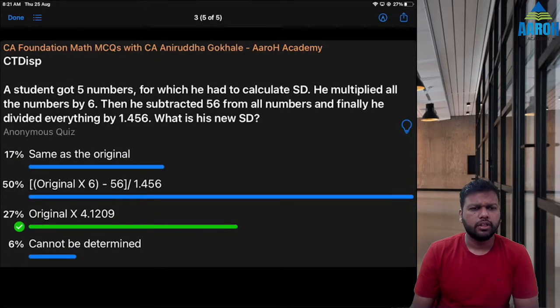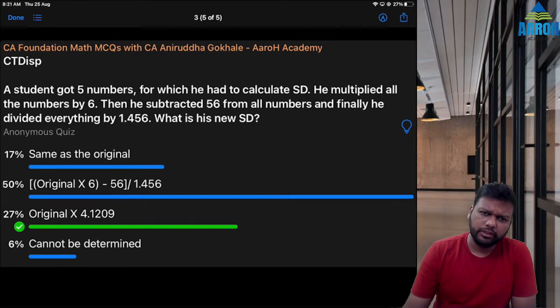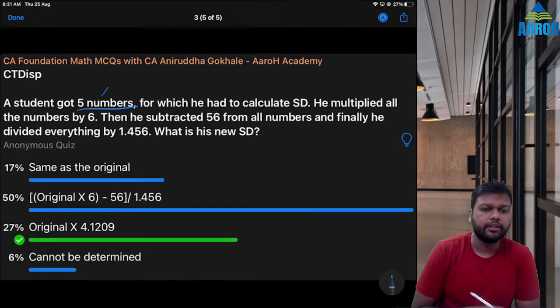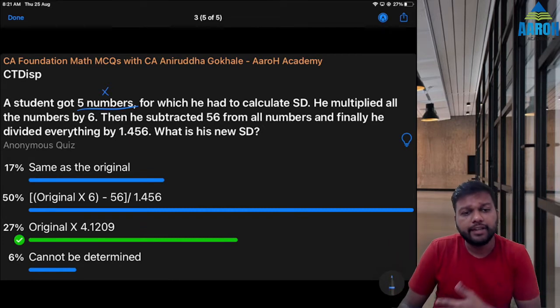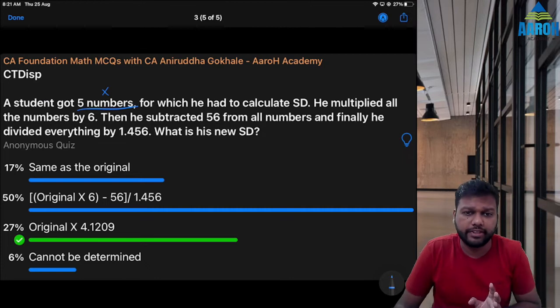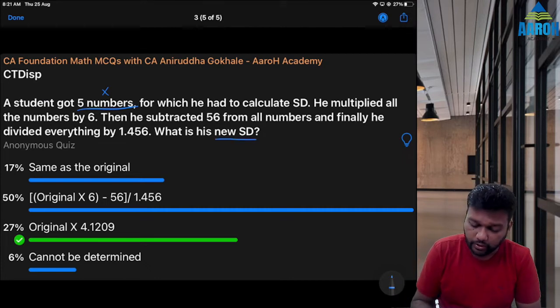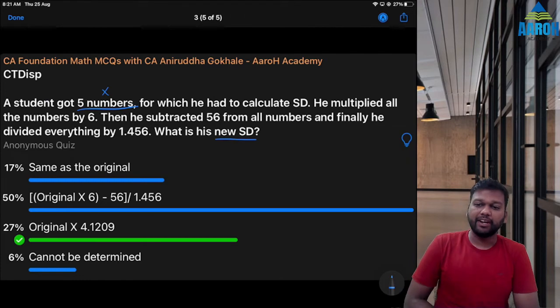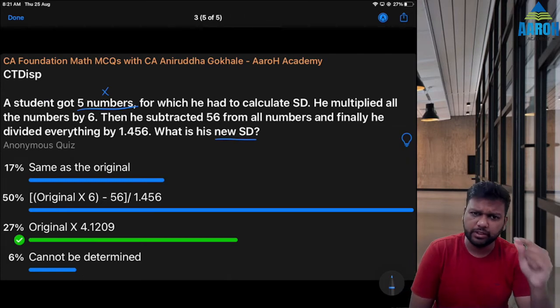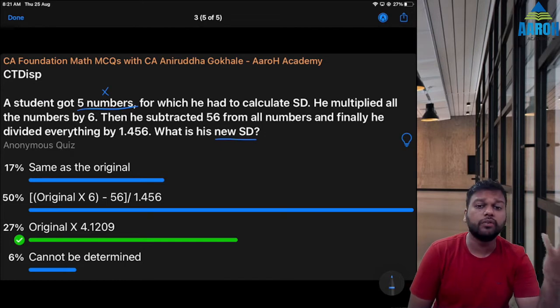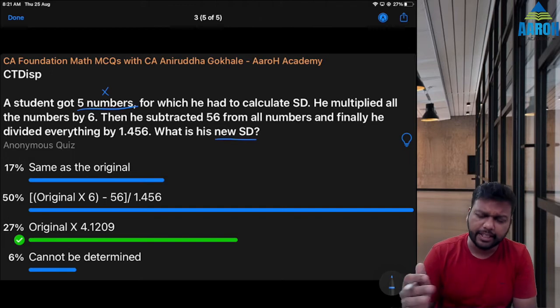Third, a student got 5 numbers for which he had to calculate SD. He multiplied all the numbers by 6. Okay, let's assume the numbers are x. So he multiplied all the numbers by 6, then he subtracted 56 from all numbers, and finally he divided everything by 1.456. What is his new SD? Okay, so this is change of origin and scale, right? Again, I have put a separate short video. These are 4 5 minute videos on change of origin and scale also, which explains the concept. So you can go through that for understanding the concept.